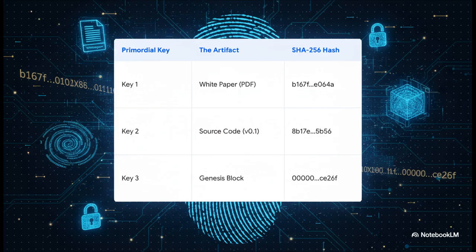And each has a unique SHA-256 hash. That long string of characters acts as a perfect, unforgeable digital fingerprint. To prove they're Satoshi, a claimant has to show they can recreate the original artifacts that produce these exact hashes.